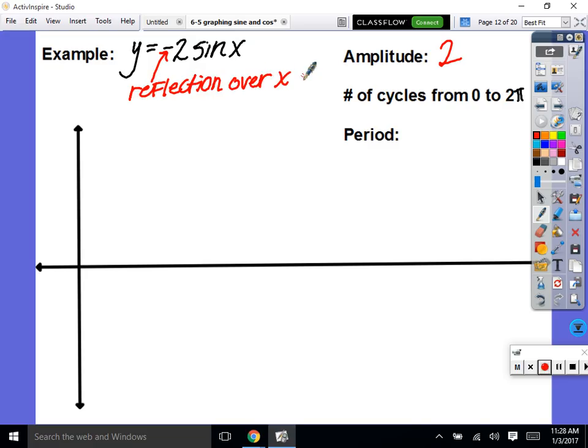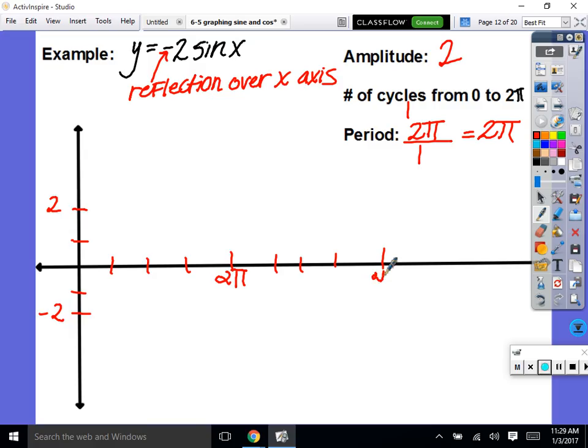So watch. You don't have to take notes during this. Our amplitude is 2. The number of cycles from 0 to 2 pi is 1. Period is 2 pi divided by b, which is 1. So the length of one cycle is 2 pi. So we're going to go up 1, 2, down 2. Now we're going to list our x-axis. So we've got to draw in 2 cycles. 1, 2, 3, 4. That'll put us at 2 pi. 1, 2, 3, 4 will put us at 4 pi.